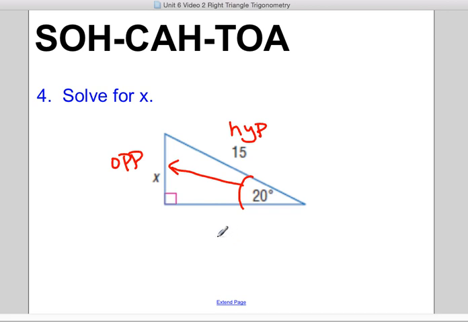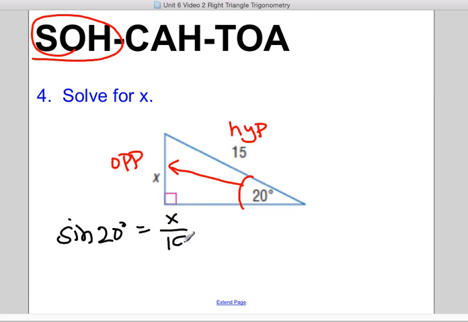So I evaluate which trig function can I use. Who uses opposite and hypotenuse? Sine. So it is sine, and you always write the angle, so sine of 20 degrees is equal to your opposite x over your hypotenuse 15. We are trying to solve for x, so in order to get x by itself, I'd multiply both sides by 15. So x is equal to 15 sine of 20 degrees.